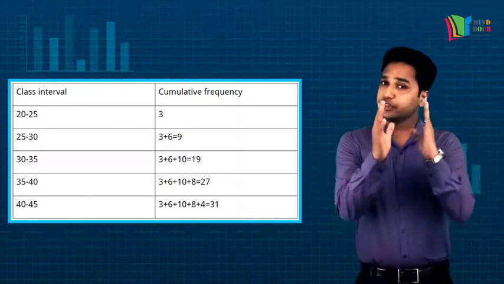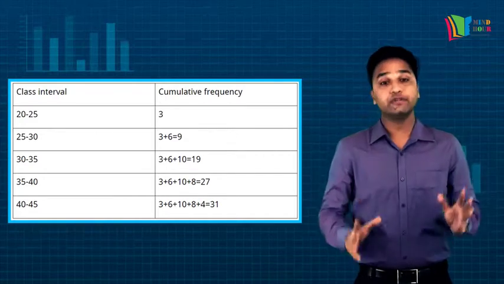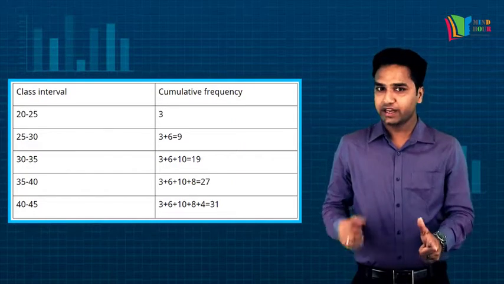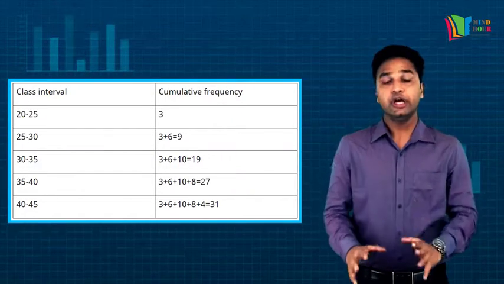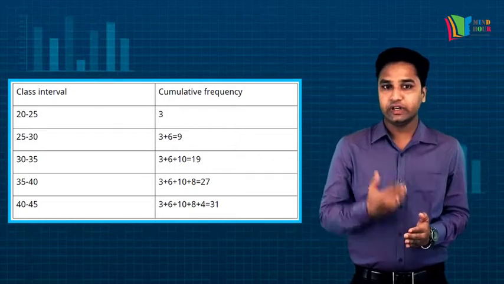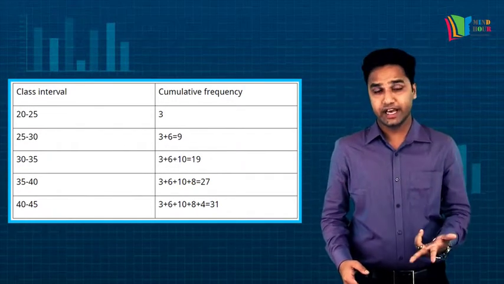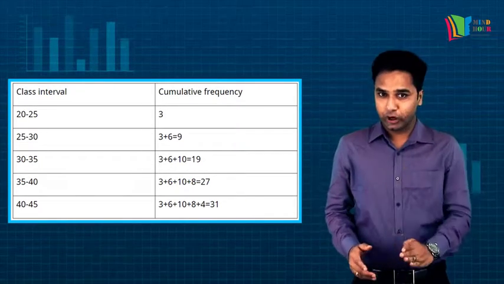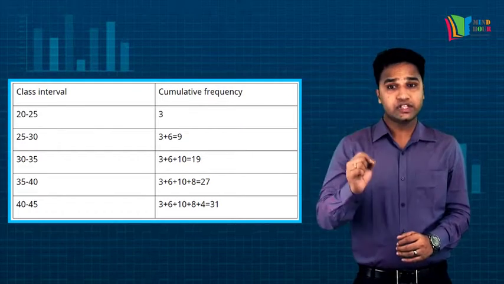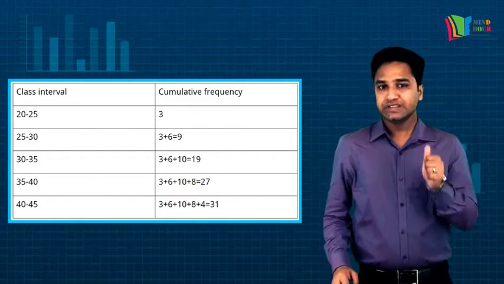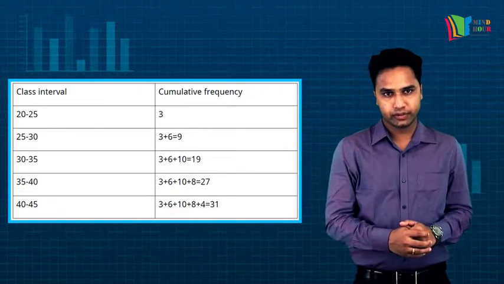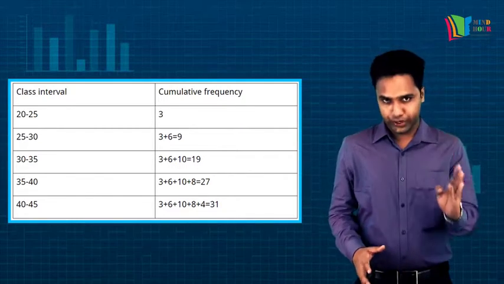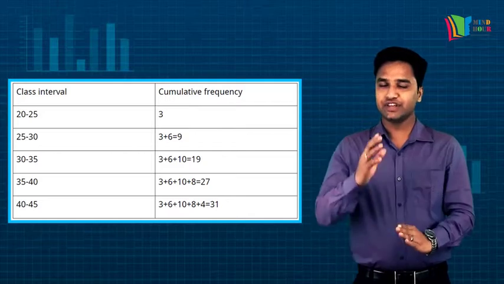For the third interval 30 to 35, the cumulative frequency would be the sum of the frequencies of the first, second and third intervals. Therefore, cumulative frequency of the third interval is equal to 3 plus 6 plus 10, which is equal to 19. For the fourth interval 35 to 40, the cumulative frequency would be the sum of the frequencies of the first, second, third and fourth intervals. Therefore, cumulative frequency of the fourth interval is equal to 3 plus 6 plus 10 plus 8, which is equal to 27.